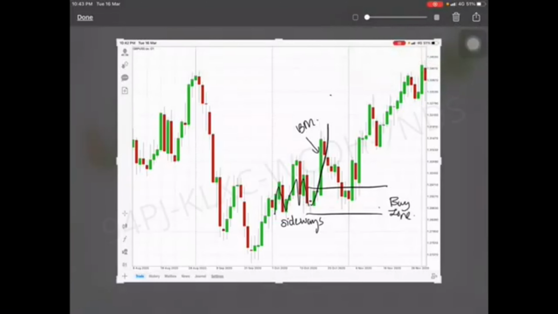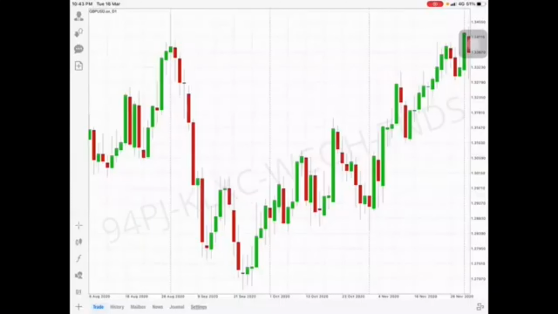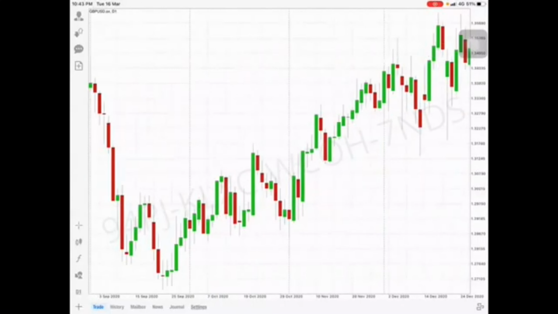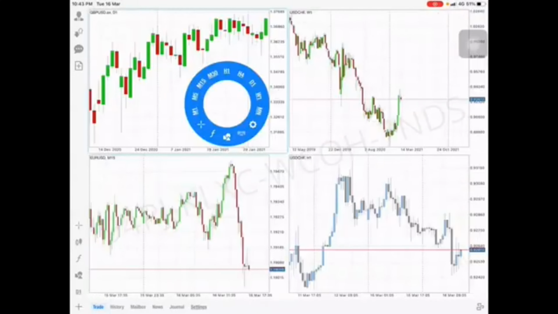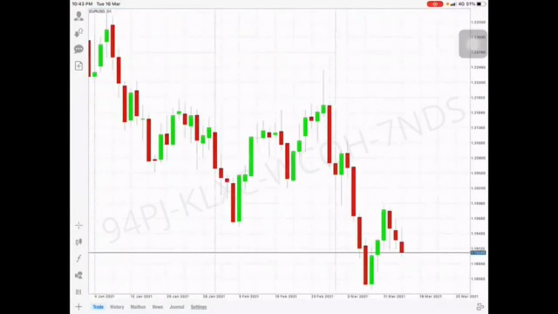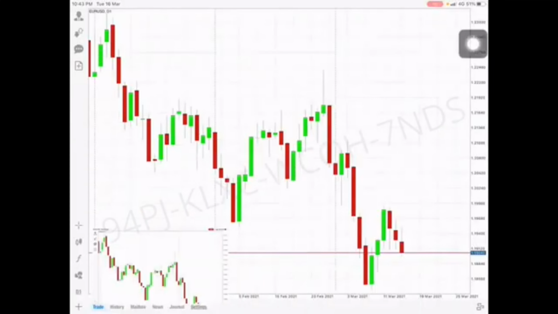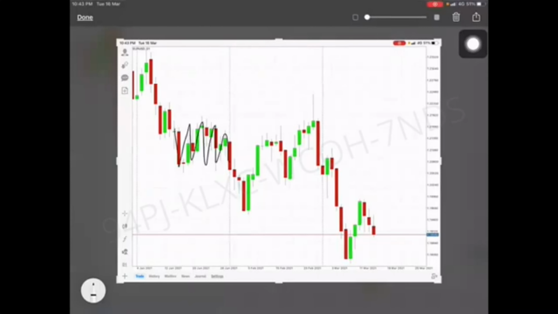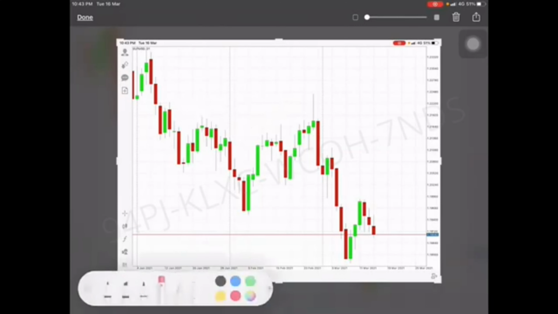Okay, so let's go for maybe EU and go to the H4 or daily. Do you see this? What is this? Sideways. Okay, how about this? Yes, so big movement. So now you know the big movement is downward. So when the price comes to that zone is going to be for sell.